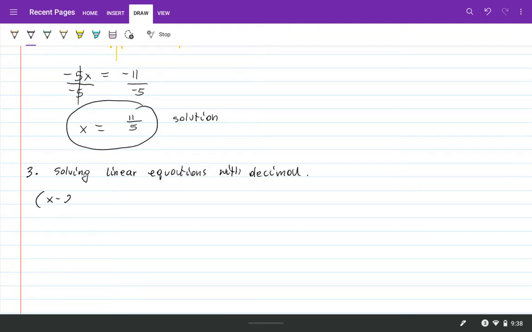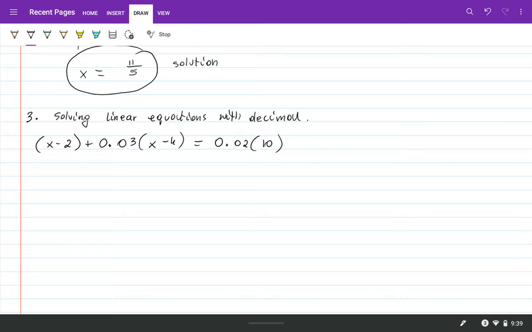You have x minus 2 plus 0.03 times x minus 4 equal 0.02 times 10. So first, I'm just going to simplify that right side, because for 0.02 times 10, you just have to move your decimal 1 unit to the right. So this is just 0.2. And I will copy the left side. So we have x minus 2 plus 0.03 times x minus 4.